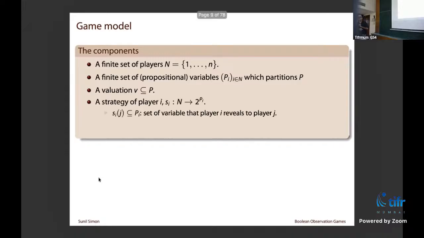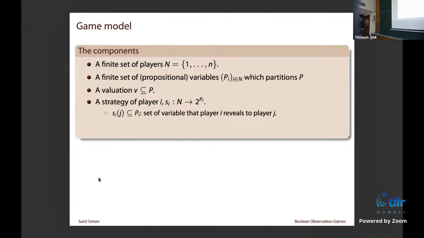So formally, a strategy for player i would be a function which specifies, for each player, the subset of propositions that it reveals. So S_i(j) is saying that player i is revealing to player j some set of propositions. The valuation is fixed. Think of it as the valuation being fixed, and then I am telling, let's say, Shibaki, some subset of the values of my propositions.